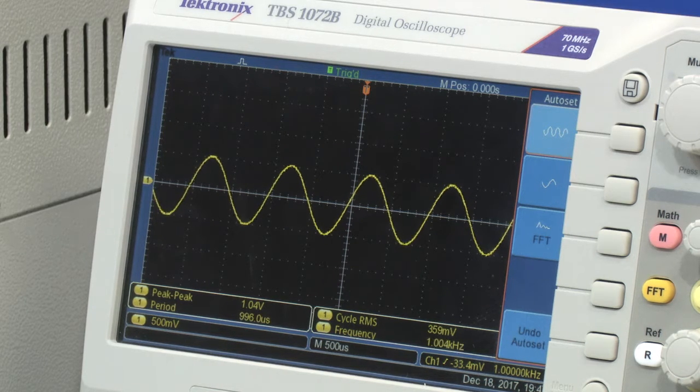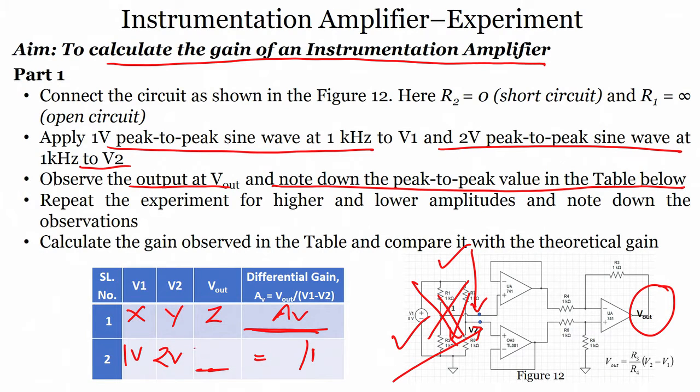So, let us write down output on the screen. We will write output as 1.04 volts. So, I write 1.04 divided by 2 minus 1 or 1 minus 2, this is equal to 1.04. So, my gain that I have calculated is nothing but 1.04, alright. So, this is how you can use the instrumentation amplifier with buffer, right.